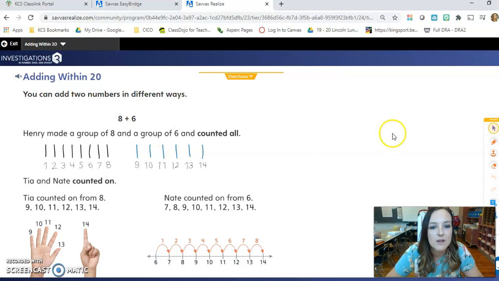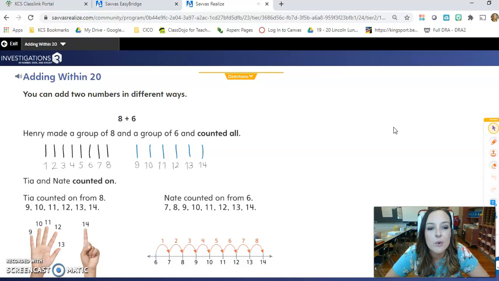also. Adding within 20. You can add two numbers in different ways. 8 plus 6. Henry made a group of 8 and a group of 6 and counted all. Tia and Nate counted on. Tia counted on from 8. 9, 10, 11, 12, 13, 14. Nate counted on from 6. 7, 8, 9, 10, 11, 12, 13, 14.